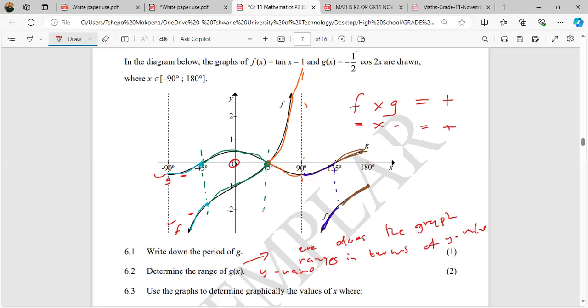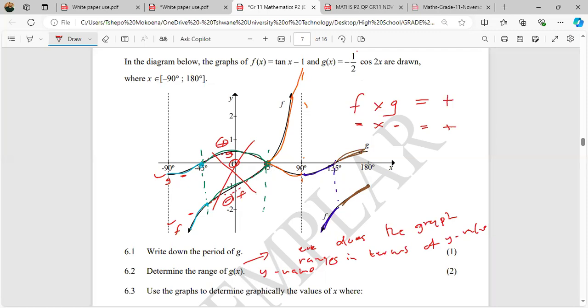Correct. And then we move to the green part. Look at the green part. g here on the green part is positive because it's above 0. From here to here, it's positive. And then f here is negative. So we cannot say negative f multiplied by positive g is going to give positive. So the green part is out, because it will give us negative when you multiply them together.